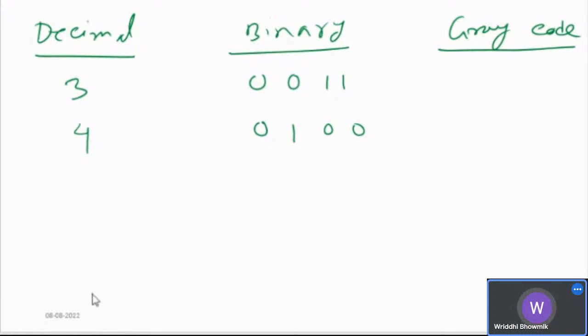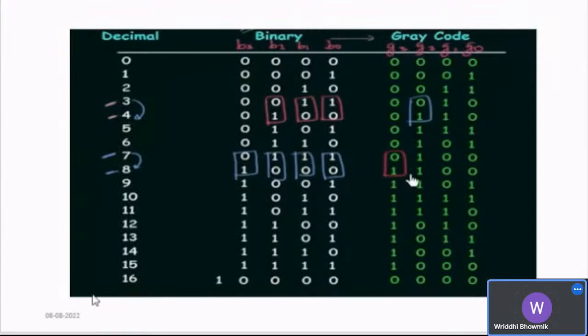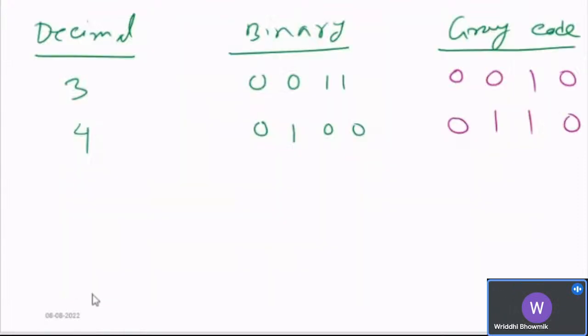And for gray code, it is 0, and 0, then 1, then 0, first 0, then 1, 1, 0, right? Yes, okay.